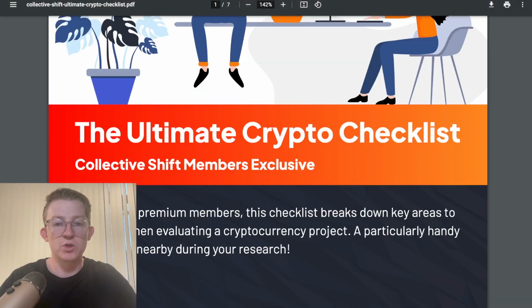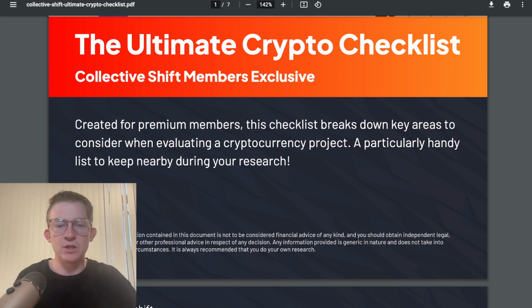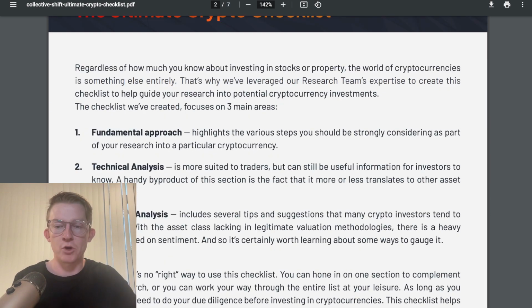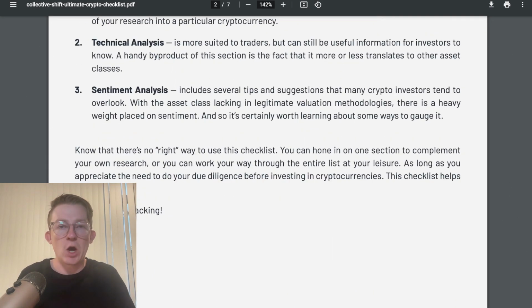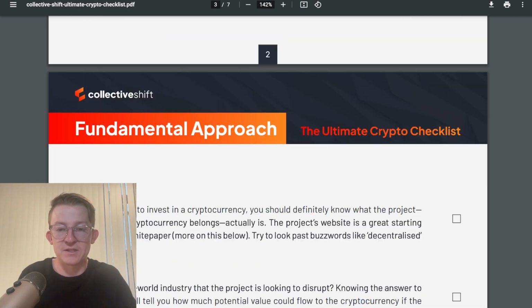This is the ultimate crypto checklist to investing into any cryptocurrency project. The 3 different strategies we're talking about today are the fundamental approach, the technical analysis approach, and the sentiment analysis approach. We're only going to focus on the fundamental approach today. I'll show you briefly the technical analysis and the sentiment. We're going to focus on the fundamental because that is, for me, the main area I look at when investing into crypto assets. Let's get into it.